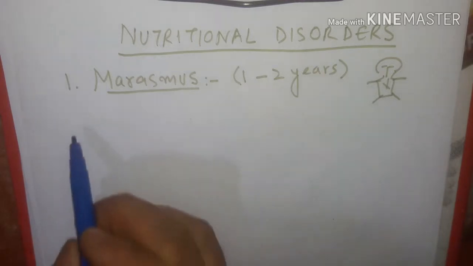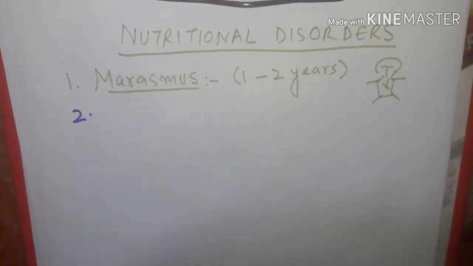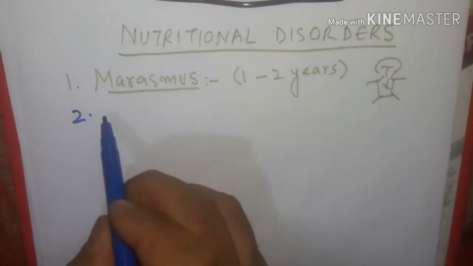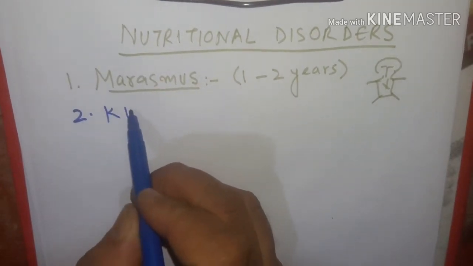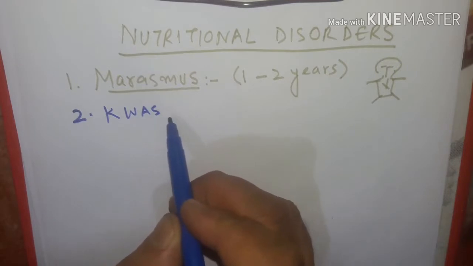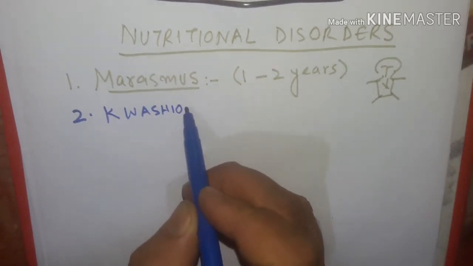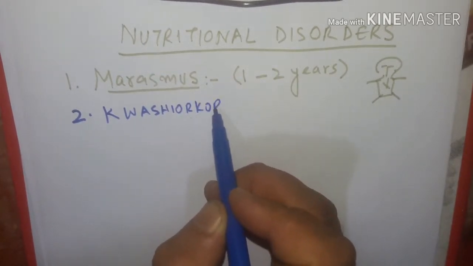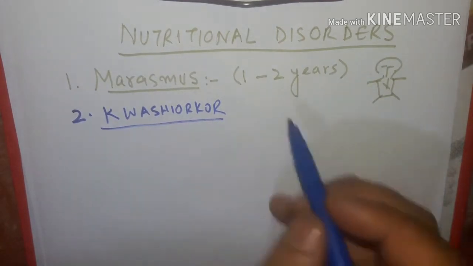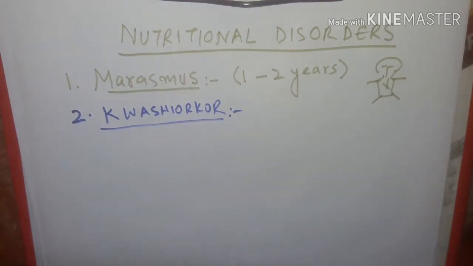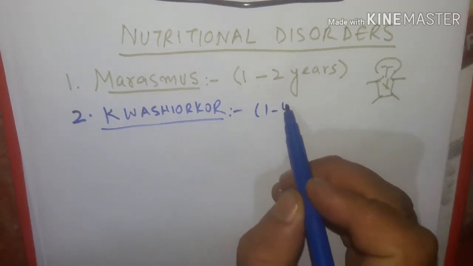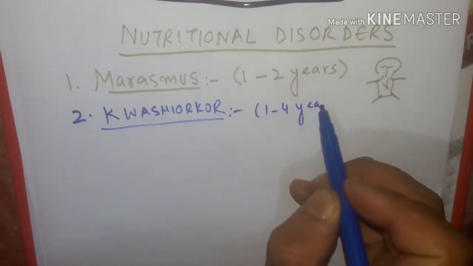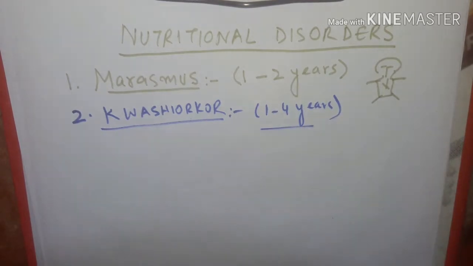Now, the second one is Kwashiorkor. It is a protein energy malnutrition disorder. It occurs again in children of age 1 to 4 years. So again, it is a weaning and post-weaning problem due to constant reduced protein availability.